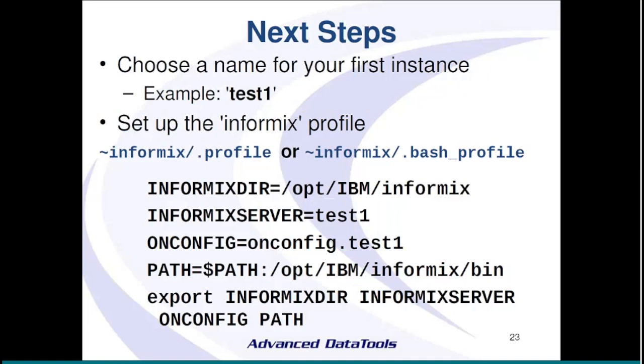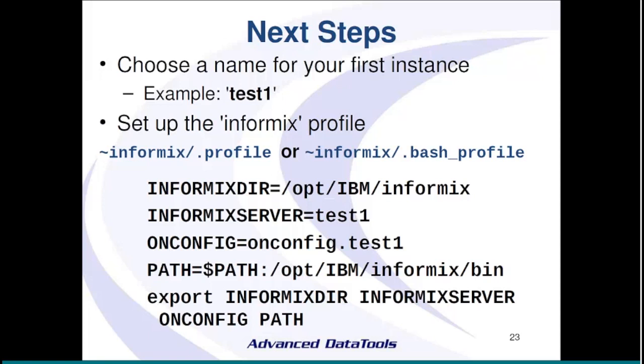The second step is you want to create a profile file. Again, this is Unix, for the Informix user. On some systems it's the Informix home directory .profile, on some systems it's .bash_profile. It depends on what shell you're using. But what's really important here is these 5 lines. It is setting your INFORMIXDIR environment variable, your INFORMIXSERVER environment variable, your ONCONFIG variable, your PATH, and then just make sure you export them, otherwise it won't actually work.